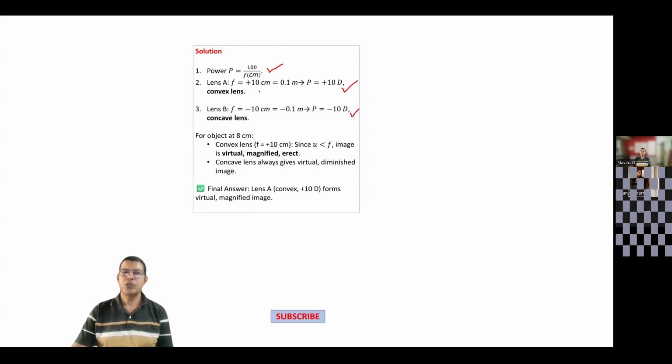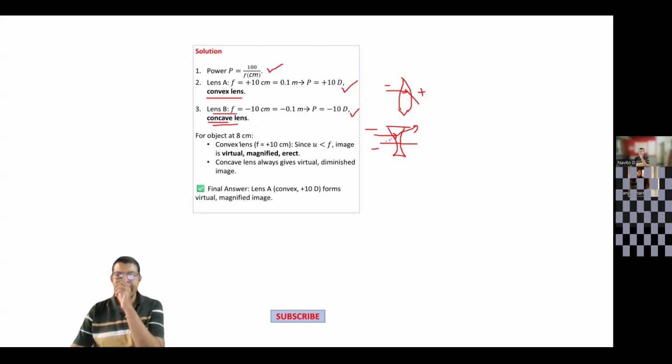So this is a convex lens, right? The focus is on the positive side. If the focus is positive, it is a convex lens. And if it is concave, a ray of light comes, it will diverge, but it will appear to be behind the mirror. Behind means this is negative only. So focal length negative means concave lens.